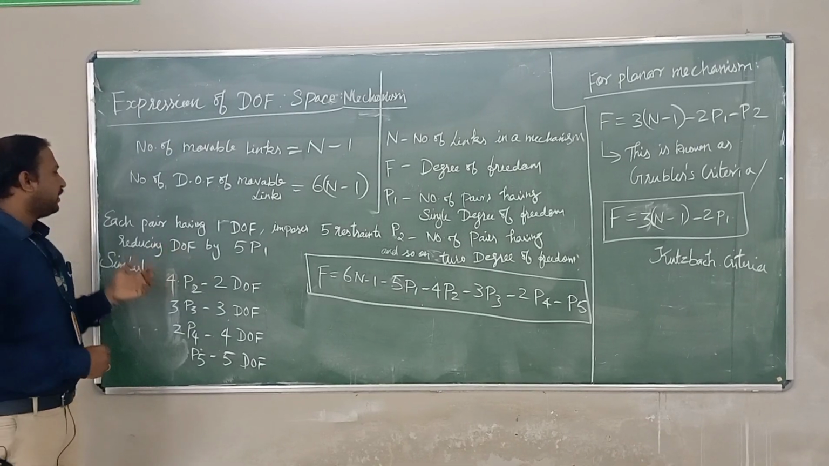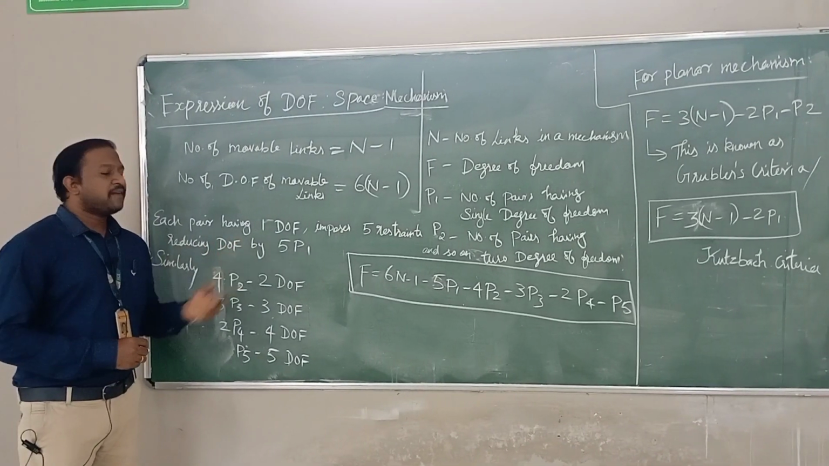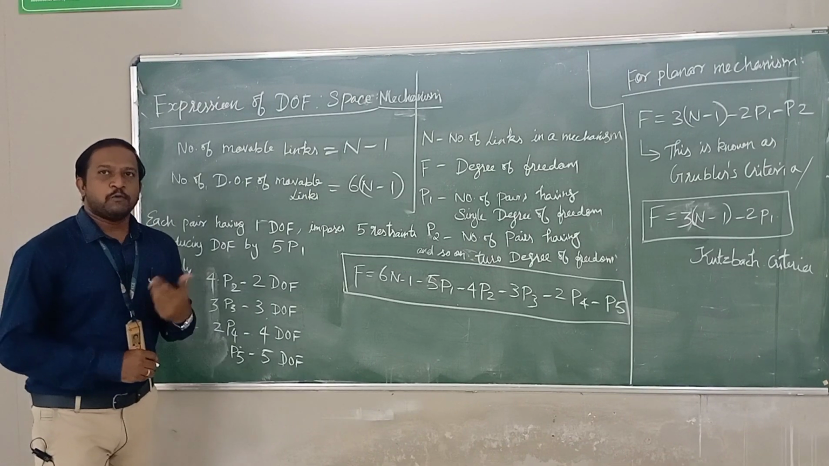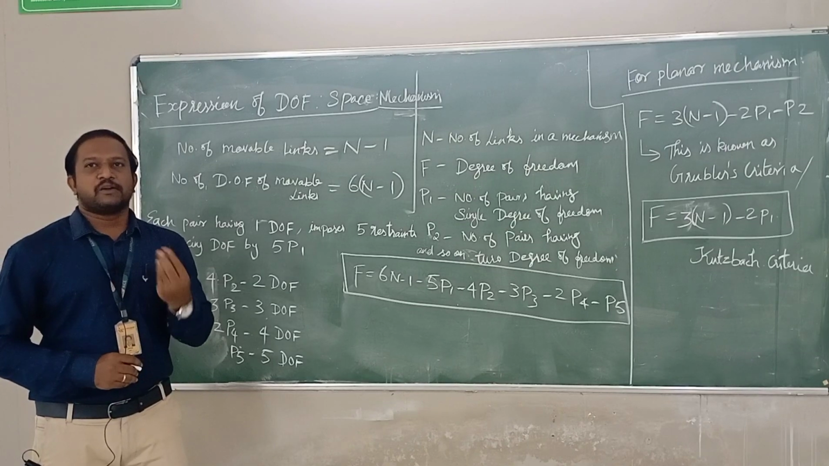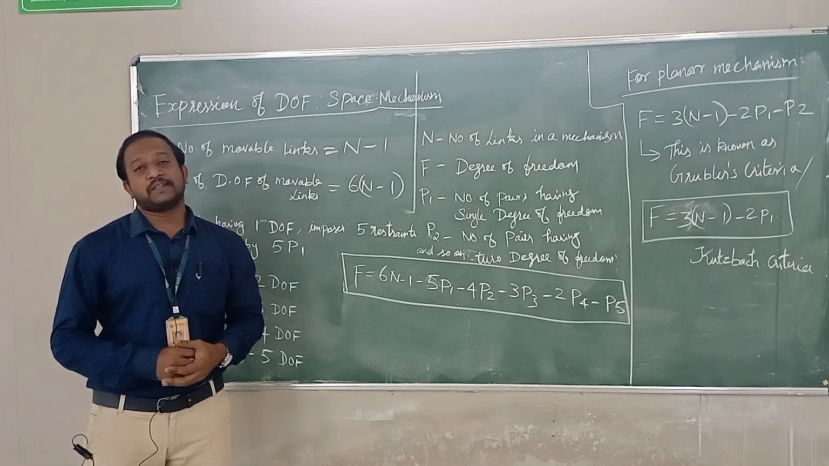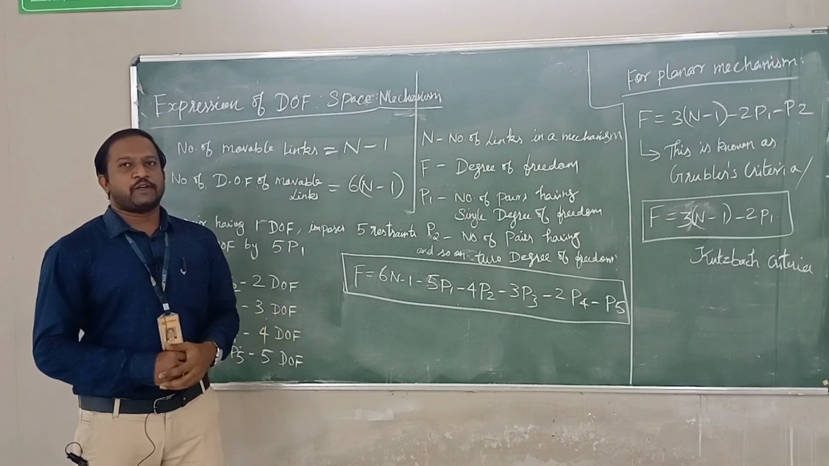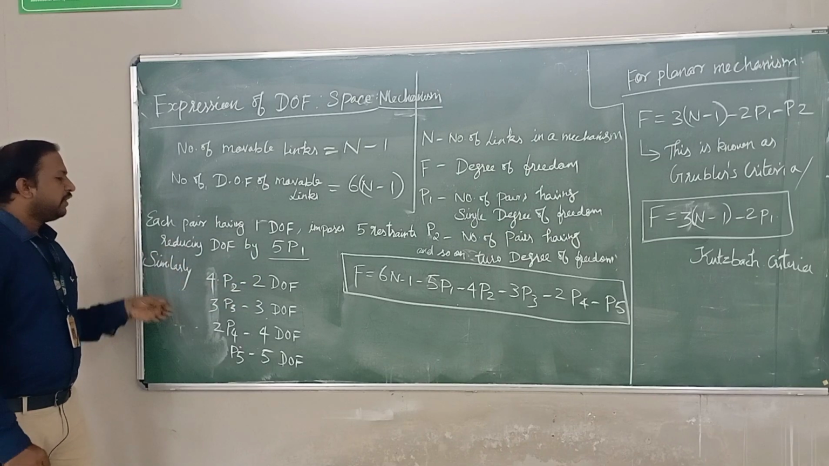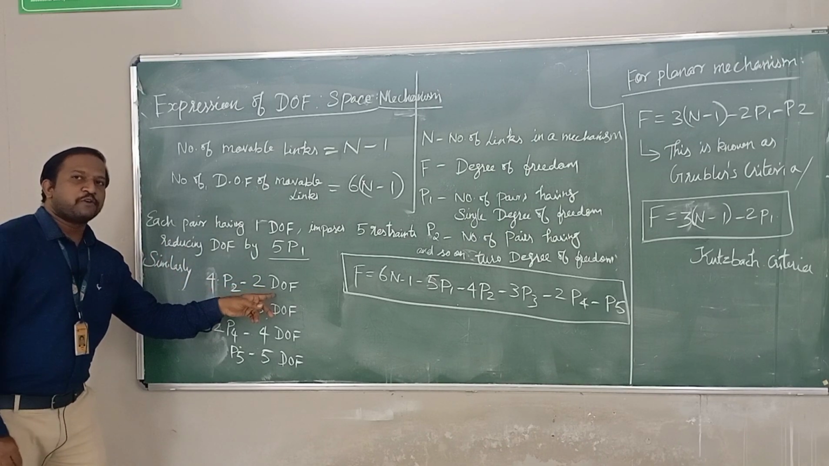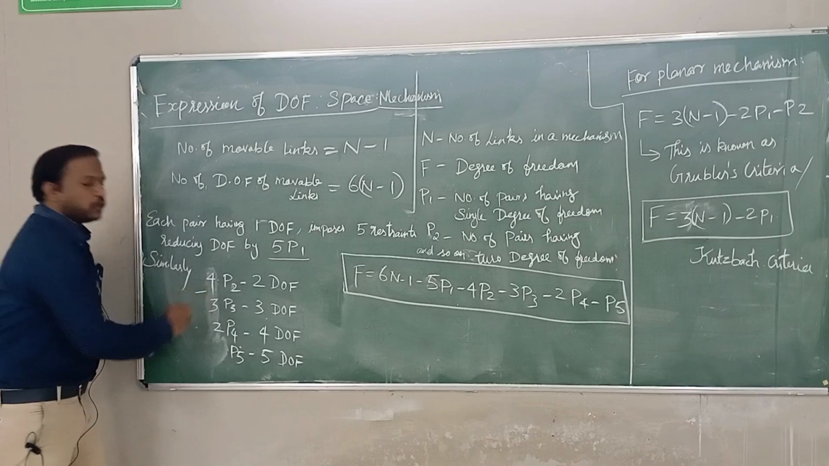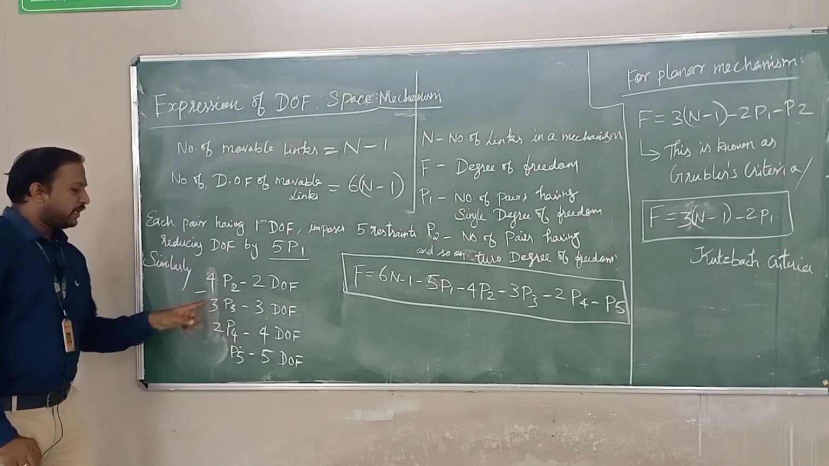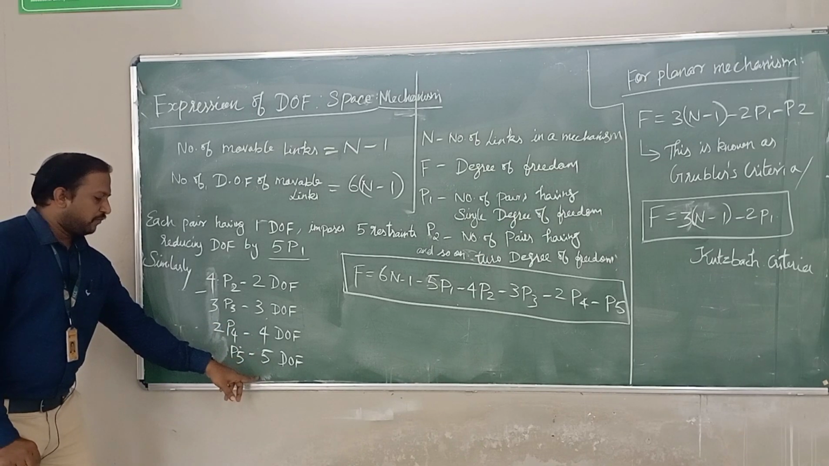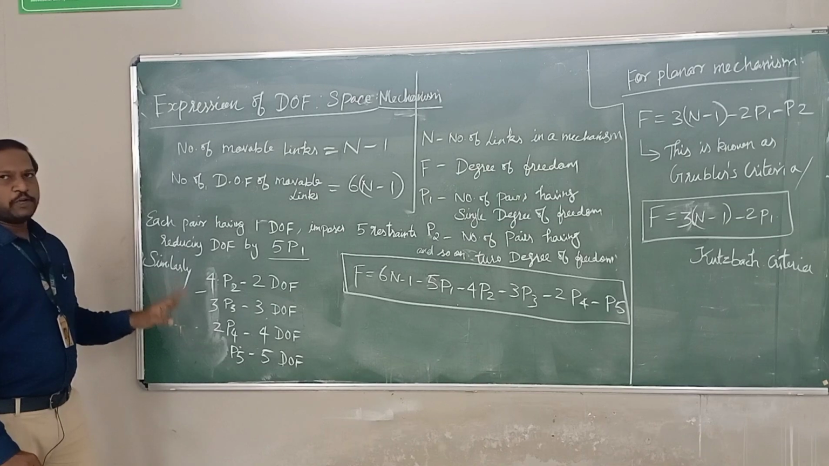So for example, if we take the number of pairs having a single degree of freedom, it means out of 6 degrees of freedom, only 1 degree of freedom is allowed, and the remaining 5 are restraints. So it will reduce the degrees of freedom by 5p1. Similarly, for pairs having 2 degrees of freedom, it will be reduced by 4p2. Likewise, 3 degrees of freedom will be 3p3, 4 degrees of freedom will be 2p4, and 5 degrees of freedom will be p5.